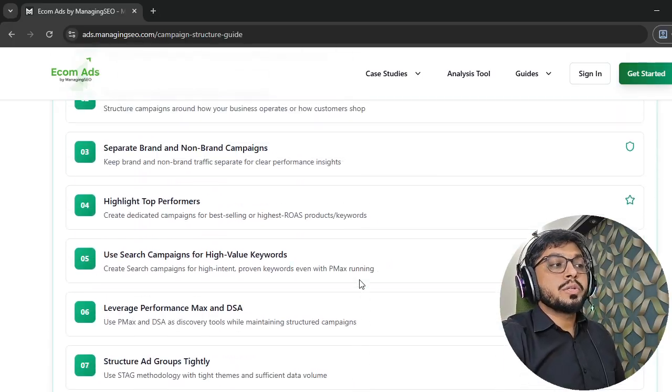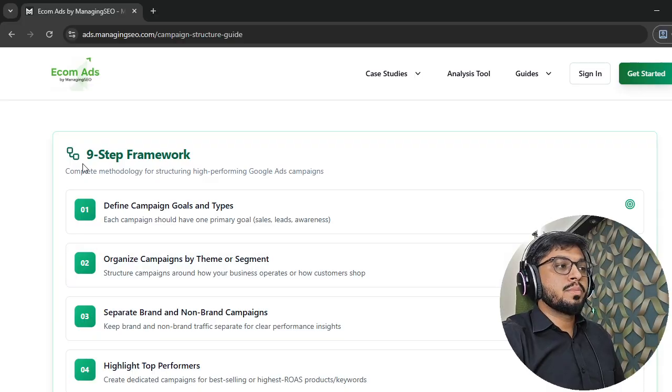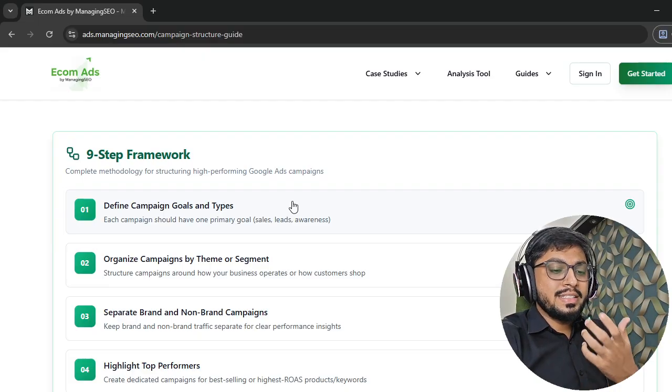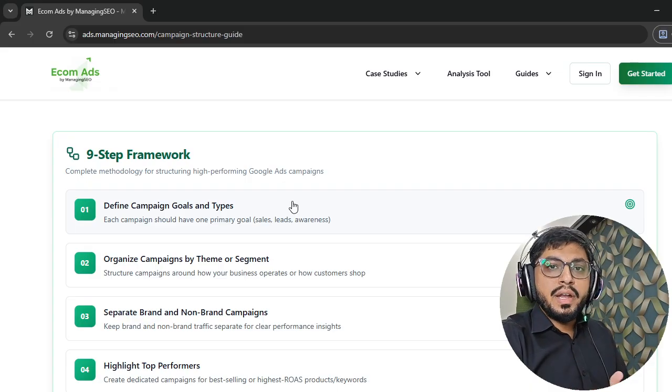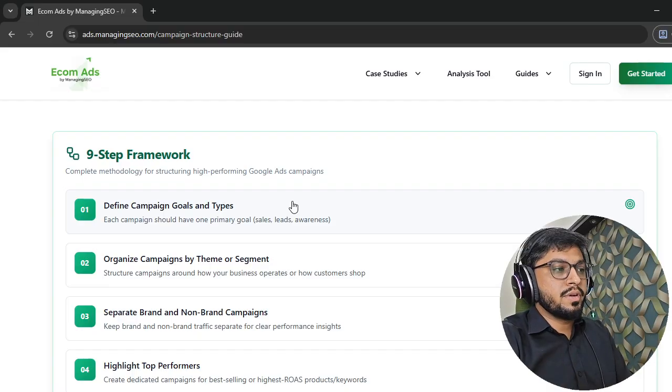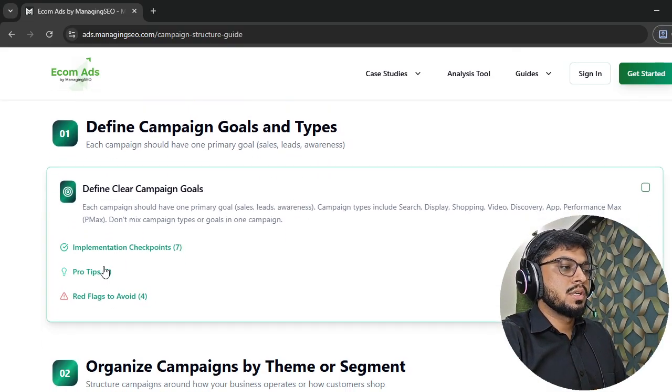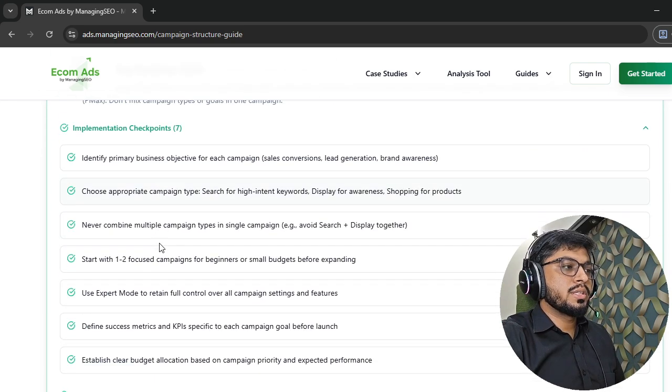How are we going to organize it? This is going to be the 9 step framework. In the first, we'll be having define your campaign goals and types. If you're launching a campaign, you must have a clear goal. Obviously, whatever step we are doing in life, we must know what exactly we need to get out of it. If it is just awareness, then we'll have to be aware of it. That's pretty basic, so you can just ignore it. If you don't want to ignore it, just read through all the points that I have mentioned here.